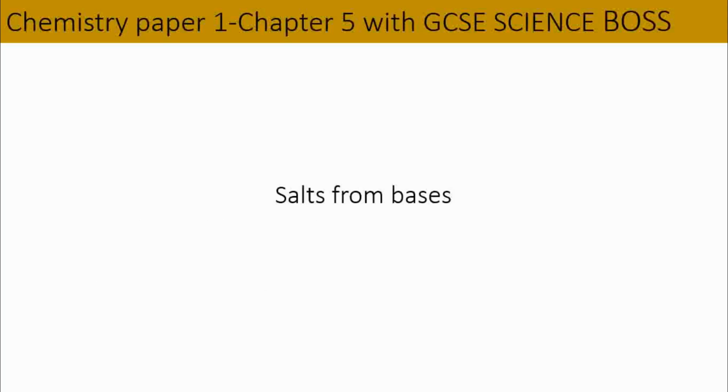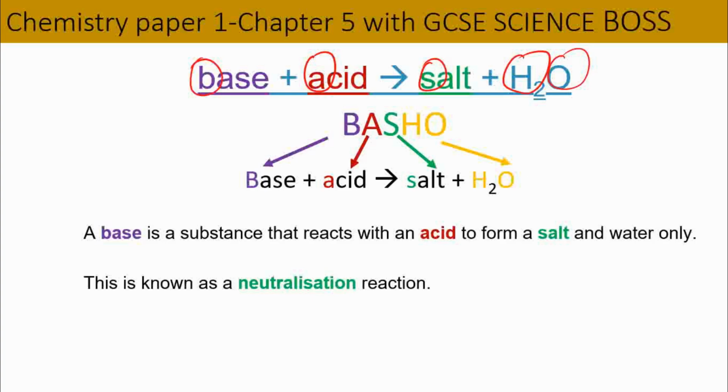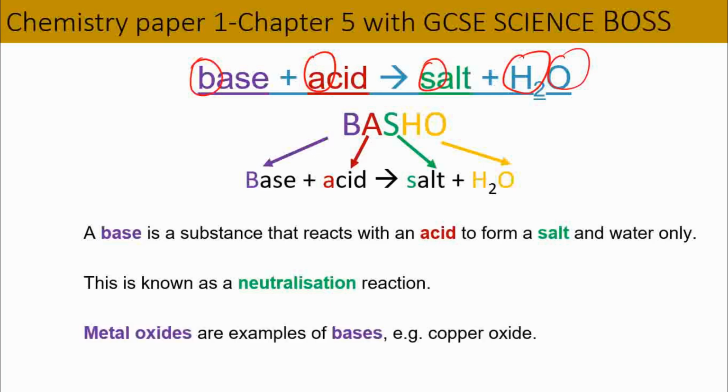Okay, now we're going to be looking at salts from bases. So remember, a base is any substance which can neutralize an acid. Now what I use to remember is that when you react a base and an acid, you will form salt and water. So if you look here, another mnemonic sticks out. Okay, BASHO. Base plus acid forms salt and water, okay? So a base is any substance that reacts with an acid to form salt and water only, and this is called a neutralization reaction, all right?